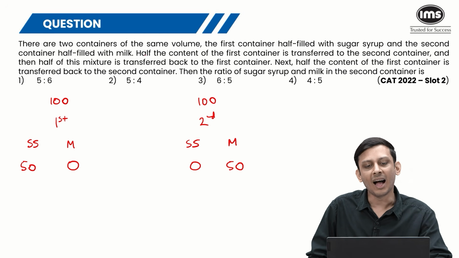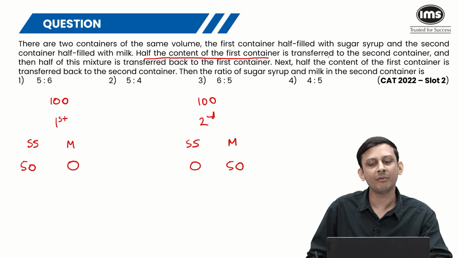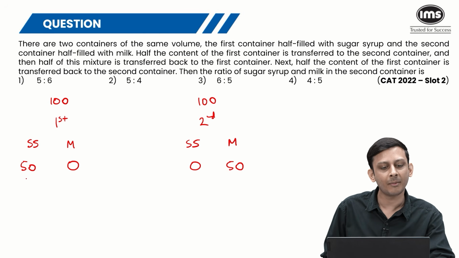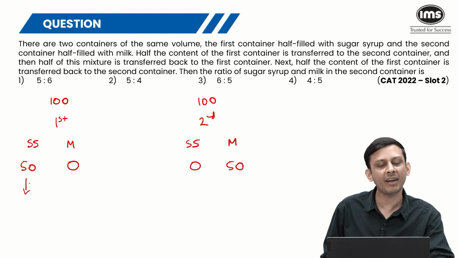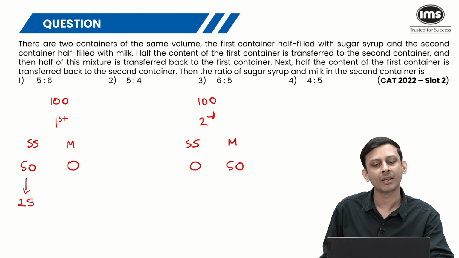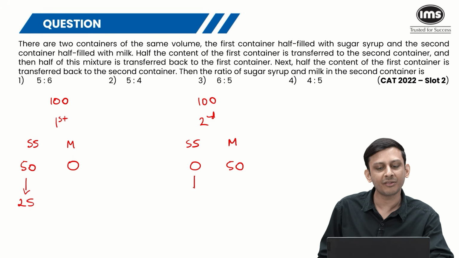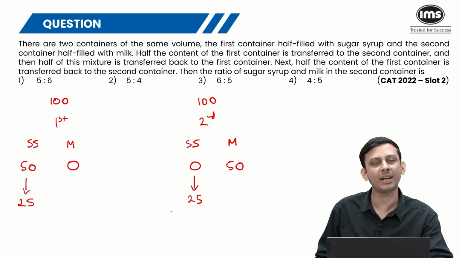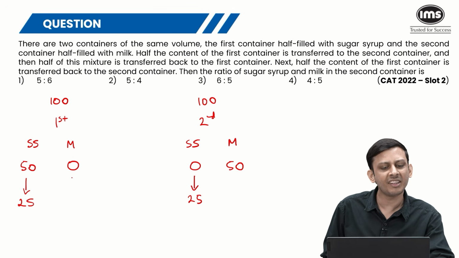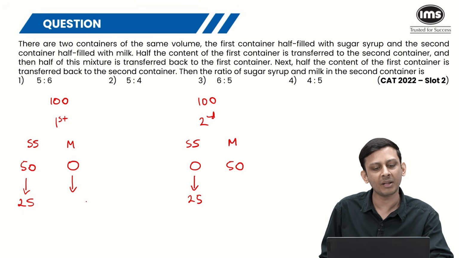Now, half the content of the first container will be transferred to the second container. So out of this 50 sugar syrup, half of it, 25, will be transferred and the other half, 25, will remain. So the 25 that is being transferred will be here in the second one. So this will become 0 plus 25, which is 25. Milk, we had 0 in the first container, so nothing will be transferred. So milk will remain the same.